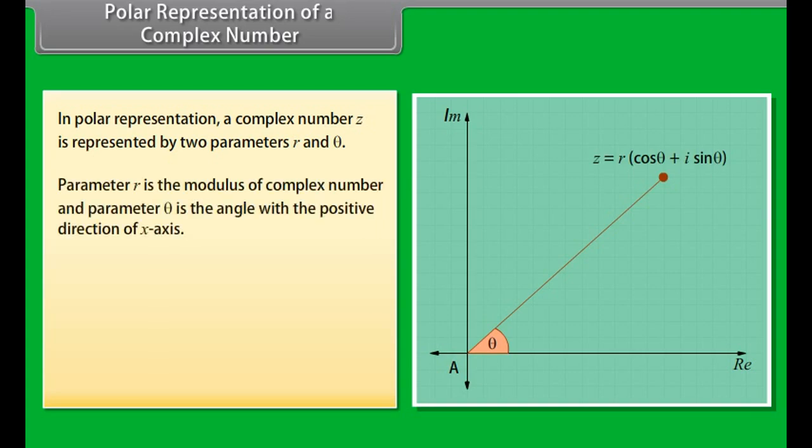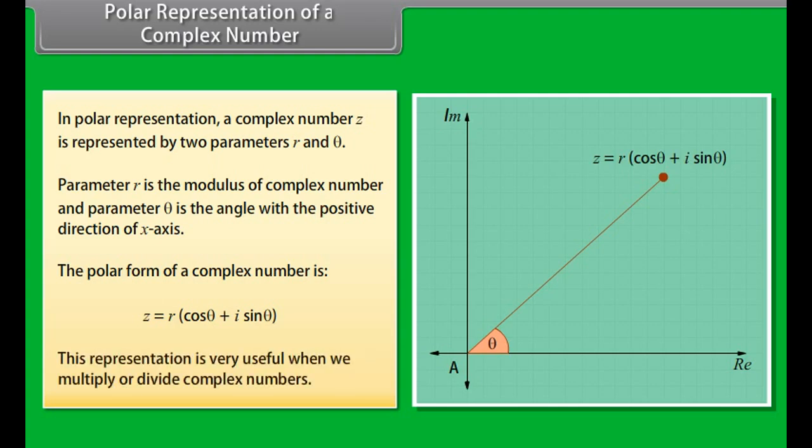In polar representation, a complex number z is represented by two parameters r and theta. Parameter r is the modulus of the complex number, and parameter theta is the angle with the positive direction of x-axis. The polar form of a complex number is z is equal to r into cos theta plus iota sin theta. This representation is very useful when we multiply or divide complex numbers.